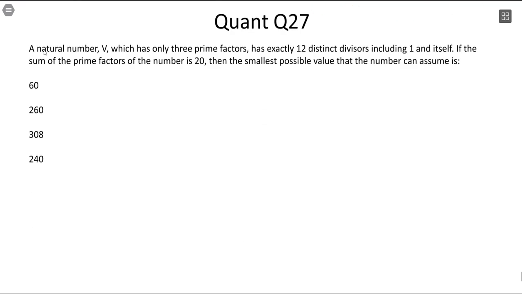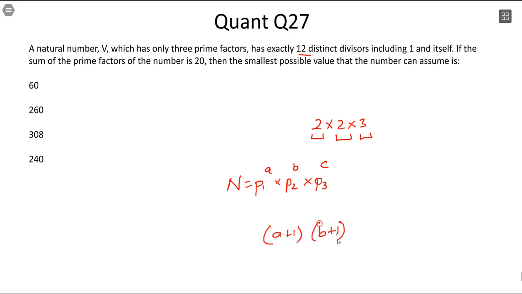Okay, next question. A natural number N, which has only 3 prime factors, has exactly 12 distinct divisors. Okay, 3 numbers multiplying to give me 12. That is only possible if it is 2 into 2 into 3. Why am I saying 3 numbers? Because whatever the number is, prime 1 raised to the power A into prime 2 raised to the power B into prime 3 raised to the power C, the total number of factors is A plus 1 into B plus 1 into C plus 1. 3 numbers have to multiply to give me 12.